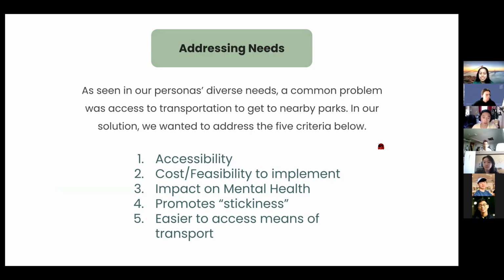Just to follow up, how much did our solution actually address the audience's needs? One common need that we saw in a lot of our young personas was transportation, which is why our app targets that as an easy, low-cost way to get to nearby parks. Once you're in the app, you're able to see which parks you'd like to go to. In addition, we consider the five criteria below, which were very important, such as cost and feasibility to implement and how much it promotes stickiness and brings the community to that one focal point.